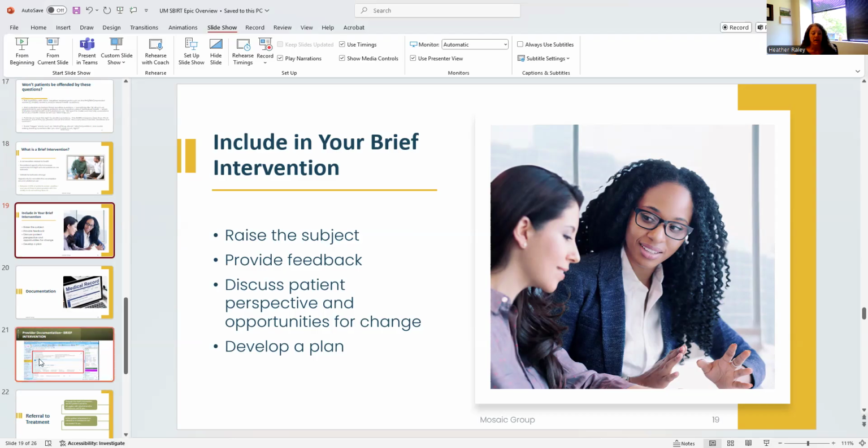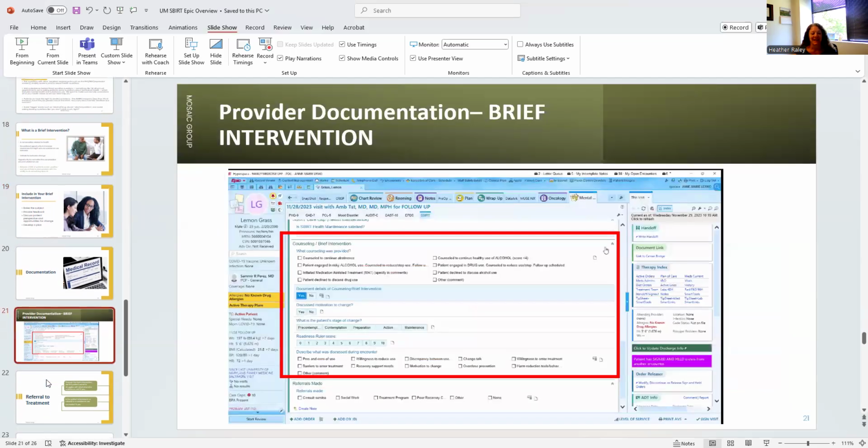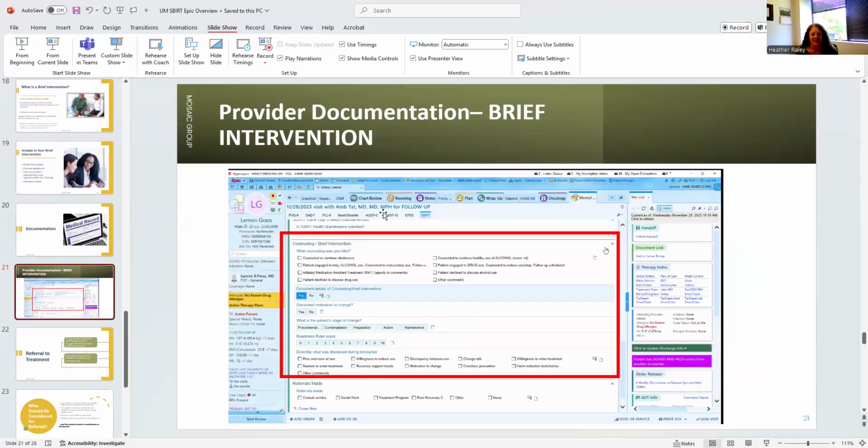If in the rare occasion a patient does say that they're interested, I apologize, I'm skipping ahead, looking where this is documented. Within the SBIRT tab within the SBIRT Smart form, there is a counseling and brief intervention section. If the patient is abstinent from alcohol already, they're not drinking, you would just select counseled to continue abstinence. Otherwise, you would note the change that was discussed.